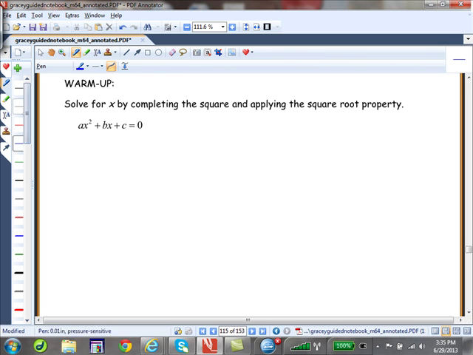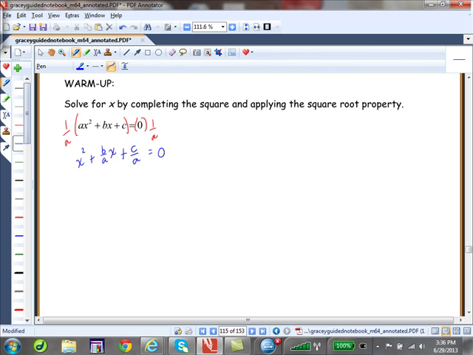First of all, we want to multiply both sides by 1 over a, assuming that a is not equal to 0. And when we distribute that through, we'll end up with x squared plus b over a times x plus c over a equals 0. Good so far? I just distributed the 1 over a through those three terms.